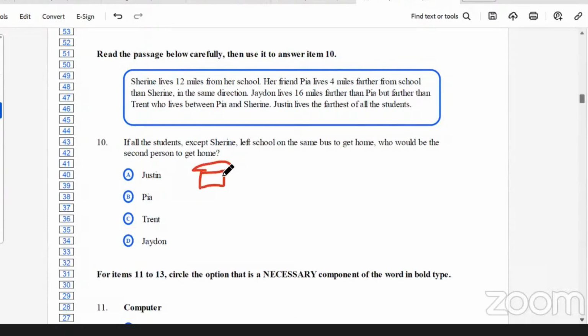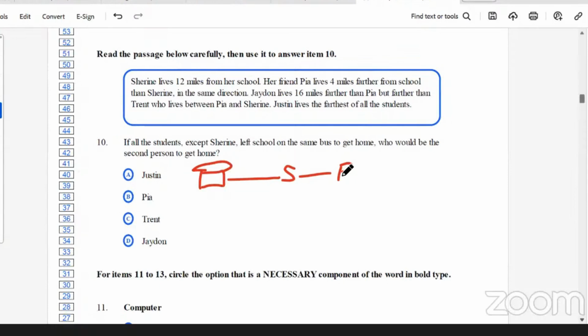And then it says Shireen lives 12 miles from her school. So I'm going to put Shireen here. And then it says her friend Pia lives 4 miles further from school than Shireen. So a little way further, we would find Pia. Okay. And then it says Jaden lives 16 miles further than Pia. So, but farther than Trent.